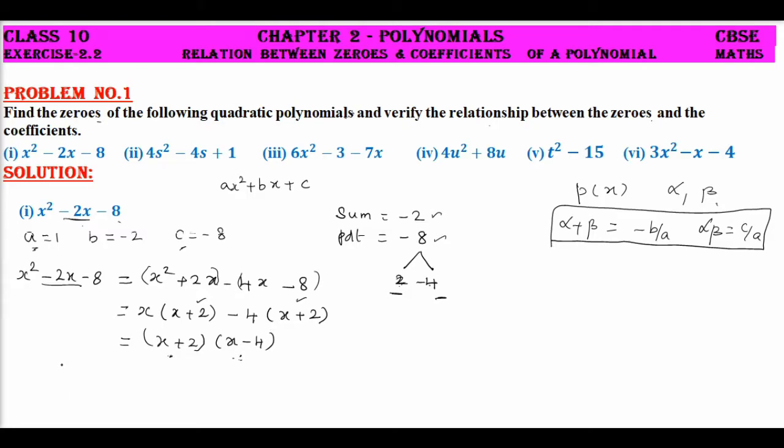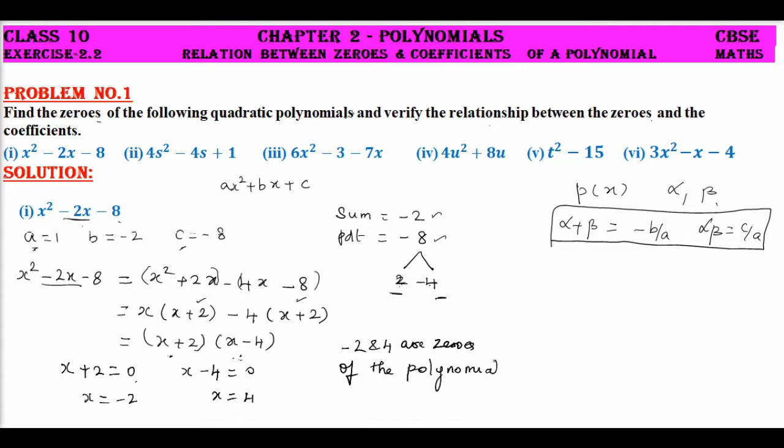Now our next step is to equate these factors to 0 and get the roots. So the first factor is x plus 2, equating it to 0, I get x equal minus 2. The next factor is x minus 4 and equating it to 0, I get x equal 4. Therefore, minus 2 and 4 are zeros of the given polynomial. Okay. So this is how we find the roots of a polynomial using the splitting method.